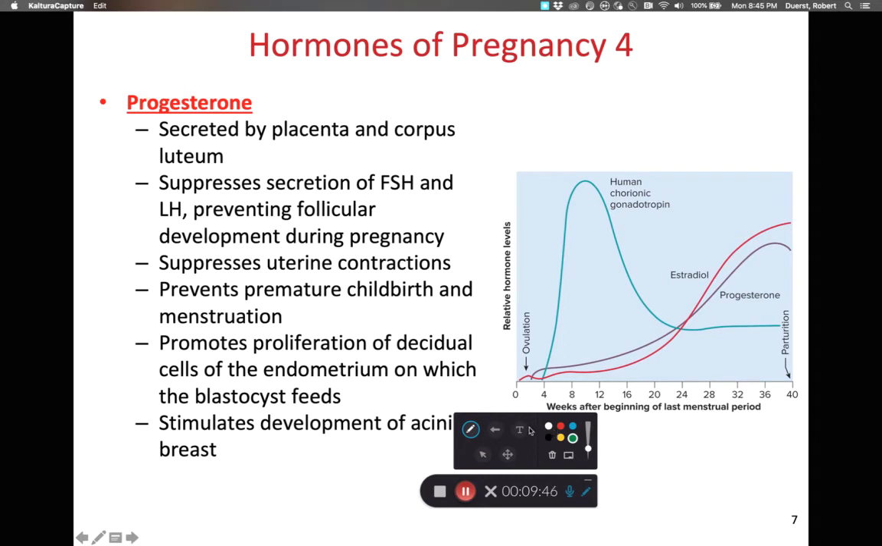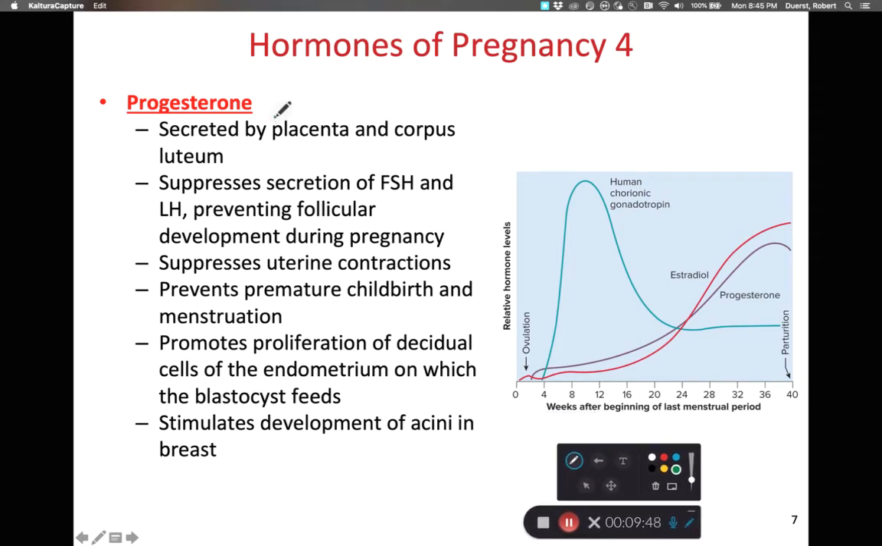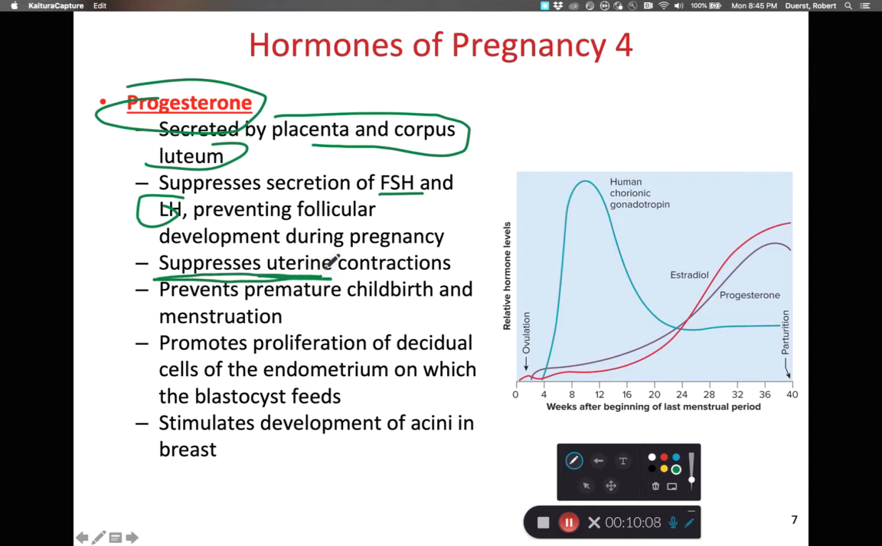As we look at progesterone, it comes from both the placenta and corpus luteum, and it's a strong inhibitor of follicle-stimulating hormone and luteinizing hormone. In other words, during pregnancy, additional follicles are not going to be ovulating oocytes, and that's a good thing. Progesterone, notably, will suppress uterine contractions. So if somebody is going into early labor, you can give that individual progesterone, and that's going to cause her to not have those uterine contractions be upregulated. So by having elevated progesterone, this progesterone is going to prevent premature childbirth and menstruation.